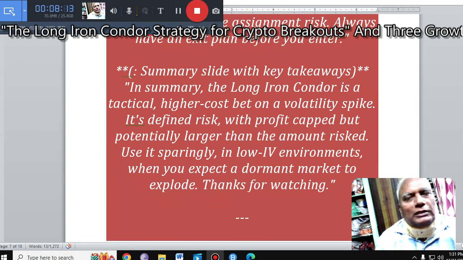Summary slides with key takeaways. In summary, the Long Iron Condor is a tactical, higher-cost bet on a volatility spike. It's defined risk, with profit capped but potentially larger than the amount risked. Use it sparingly in low volatility environments when you expect a dormant market to explode.